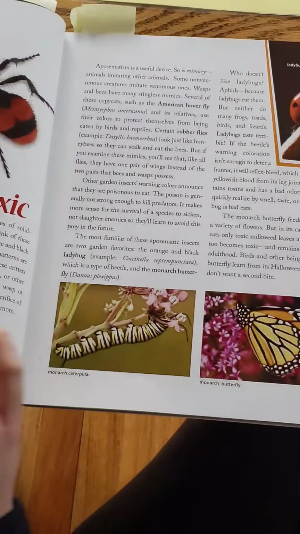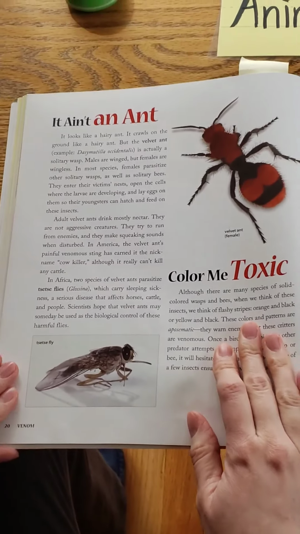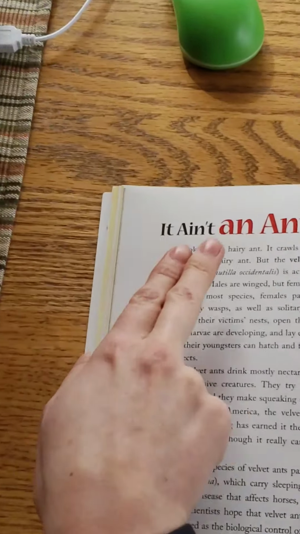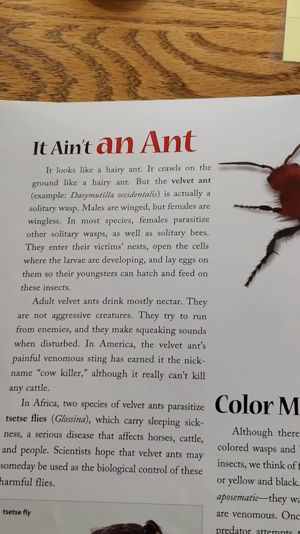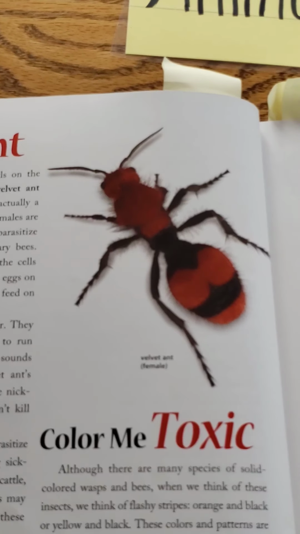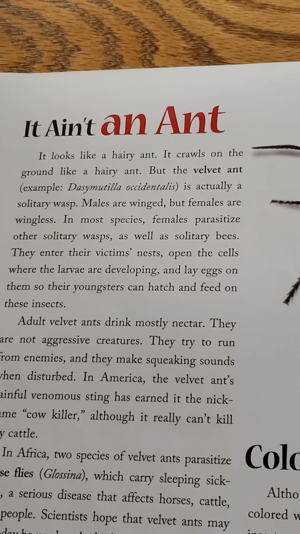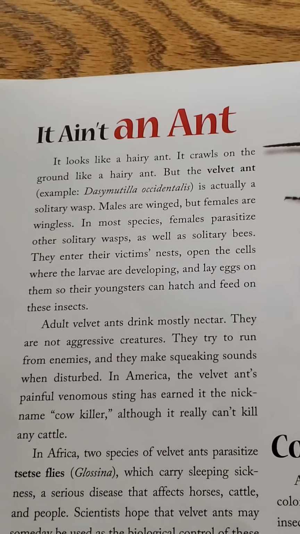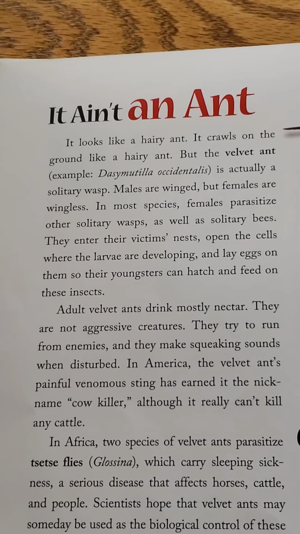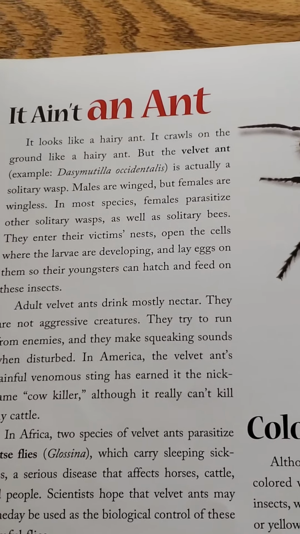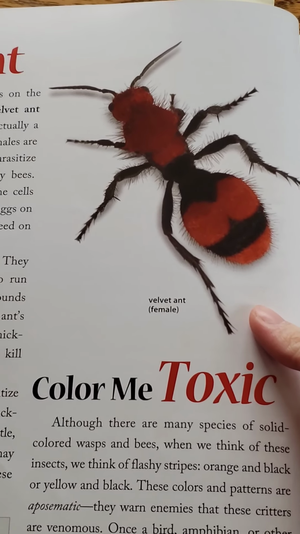So wasp-waisted. And then on the back, I don't want you to think I scanned the wrong article. So it says, it ain't an ant. All right. Now, when I looked at this right away, I thought, oh, I'm looking at the wrong page, but we're not. So I'm going to read the first 2 sentences. It says, it looks like a hairy ant. It crawls on the ground like a hairy ant, but the velvet ant is actually a solitary wasp. This is a wasp, even though it looks like an ant.